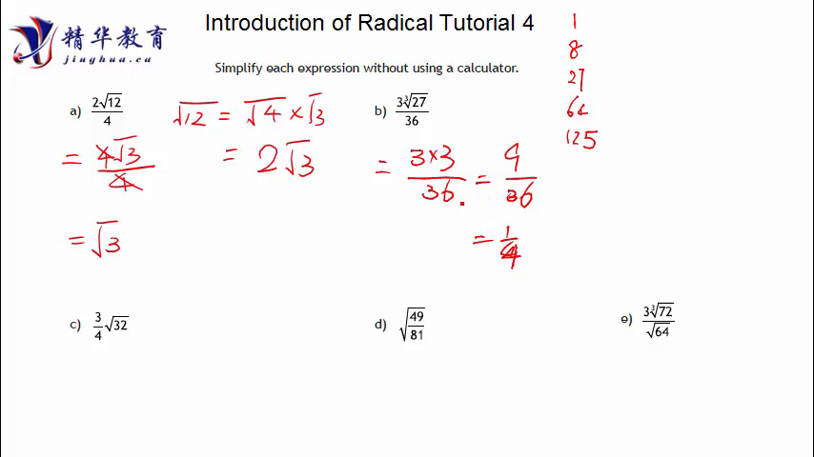Good. The next one, square root of 32. We can separate 32 into 16 and 2, so the square root of 32 will be 4 square root of 2. So we have 3 over 4 times 4 square root of 2.